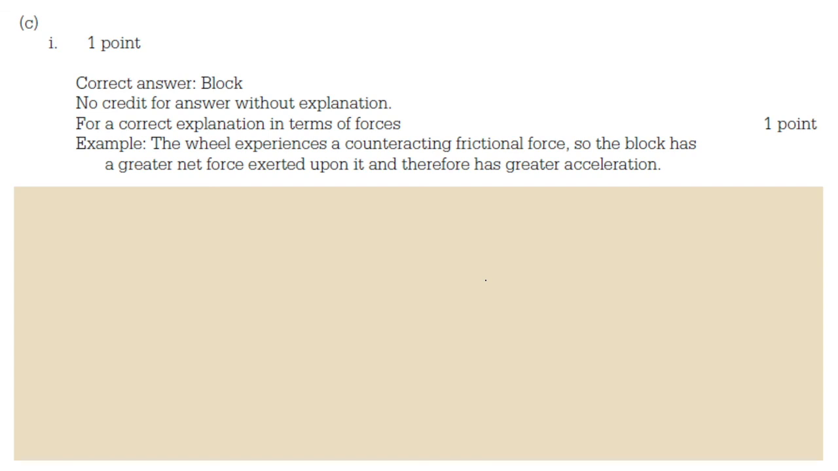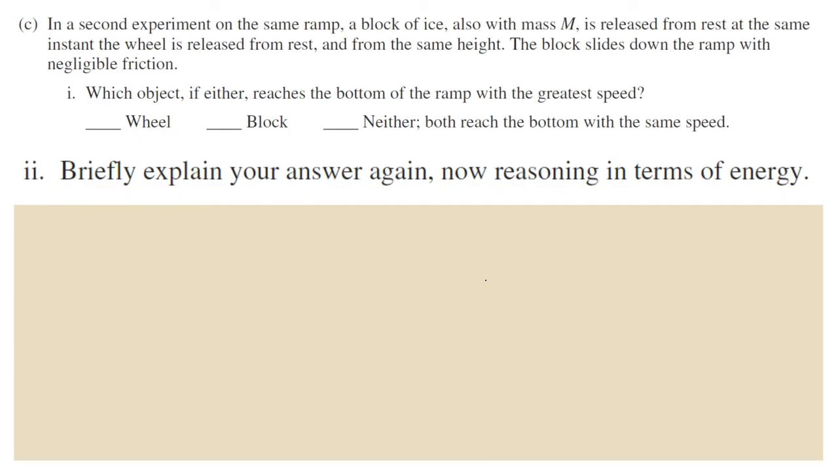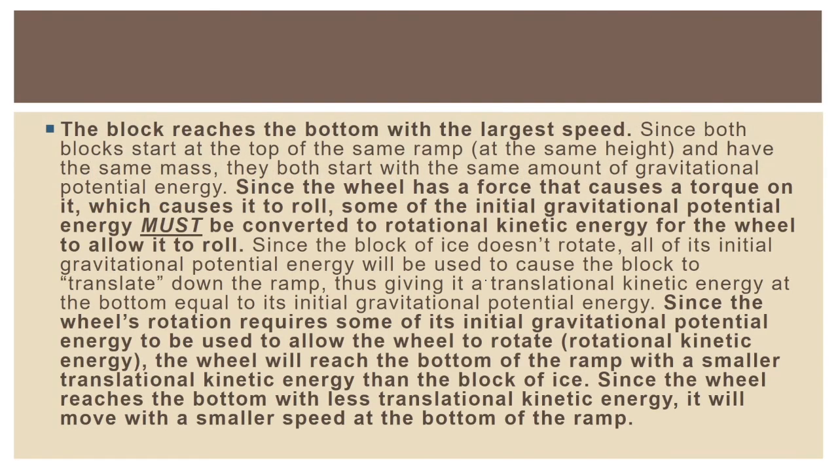All right, now the last part of the question here, part C2, says, now briefly explain your answer in terms of energy. So notice you didn't need to check the thing again. The block is still going to be faster. But now they just want us to explain it in terms of energy. This, I would hope by now, is in everybody's wheelhouse because we talked so much about this when we were going through rotational energy. What I wrote here is the block reaches the bottom with the largest speed. Just state my conclusion up front, letting the person who's grading my paper know what I'm talking about. It says the block reaches the bottom with the largest speed.